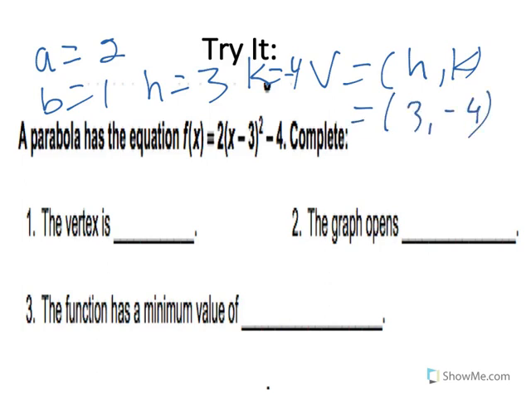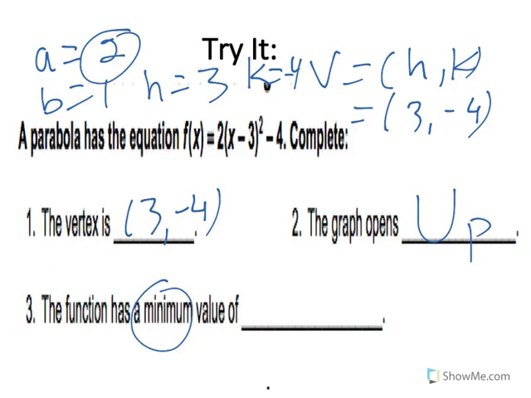Okay, so then the vertex we said is 3, comma, negative 4, and a is positive, so the graph is going to open upward, right? Okay, and the function has a minimum, well, since it opens upward, the minimum is at the vertex. So set y equal to negative 4.